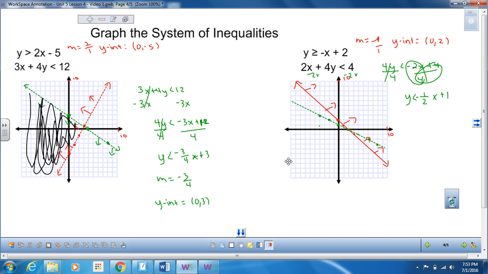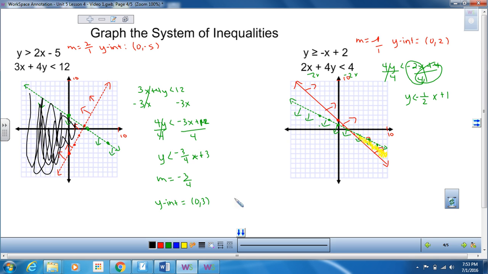Okay? And I want to shade, and it's less than, so I shade on the side of the line that's below my y-intercept. So here's my y-intercept, and I want below, so I'm below. So actually the only part that they have in common, the overlapping part, would be right in here. I'm using yellow so I can still find a point in here. It's a little bit easier to see.